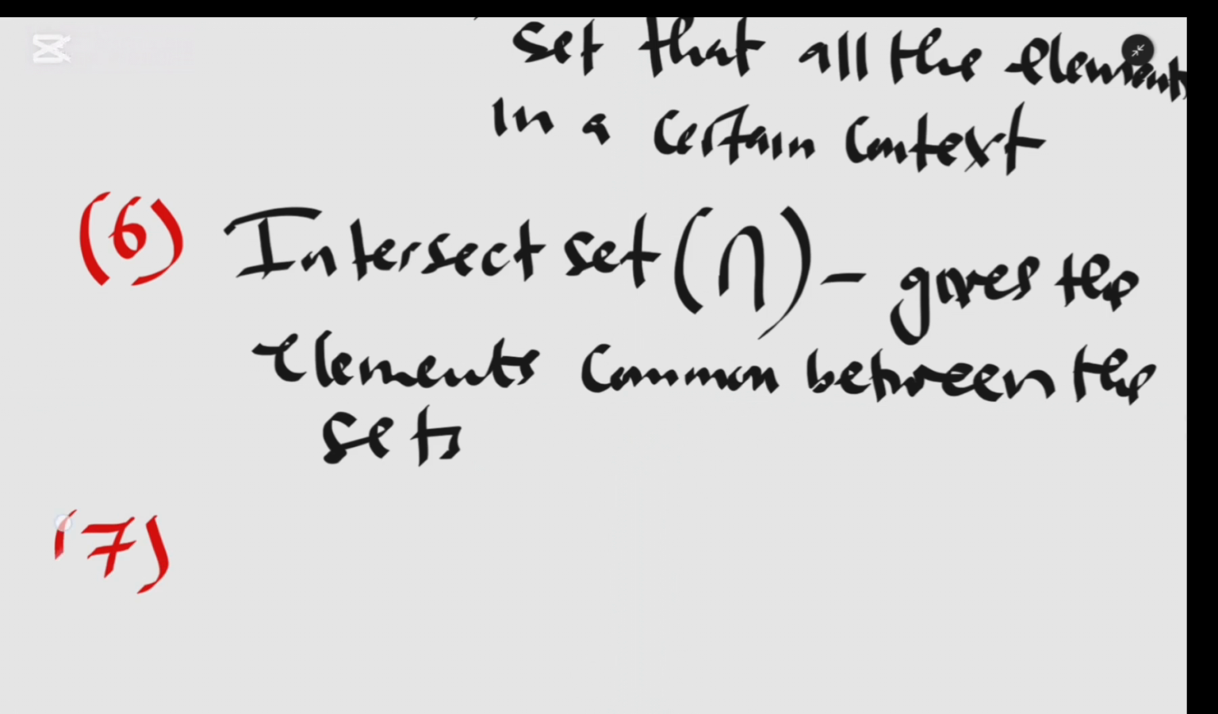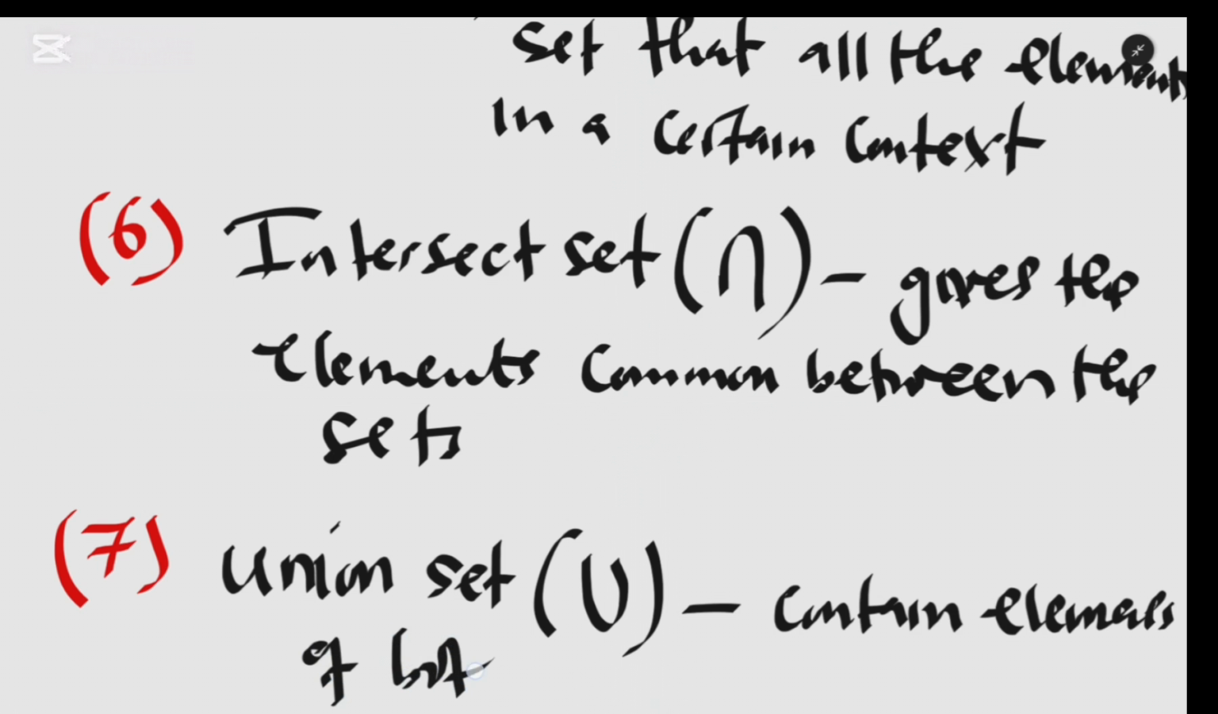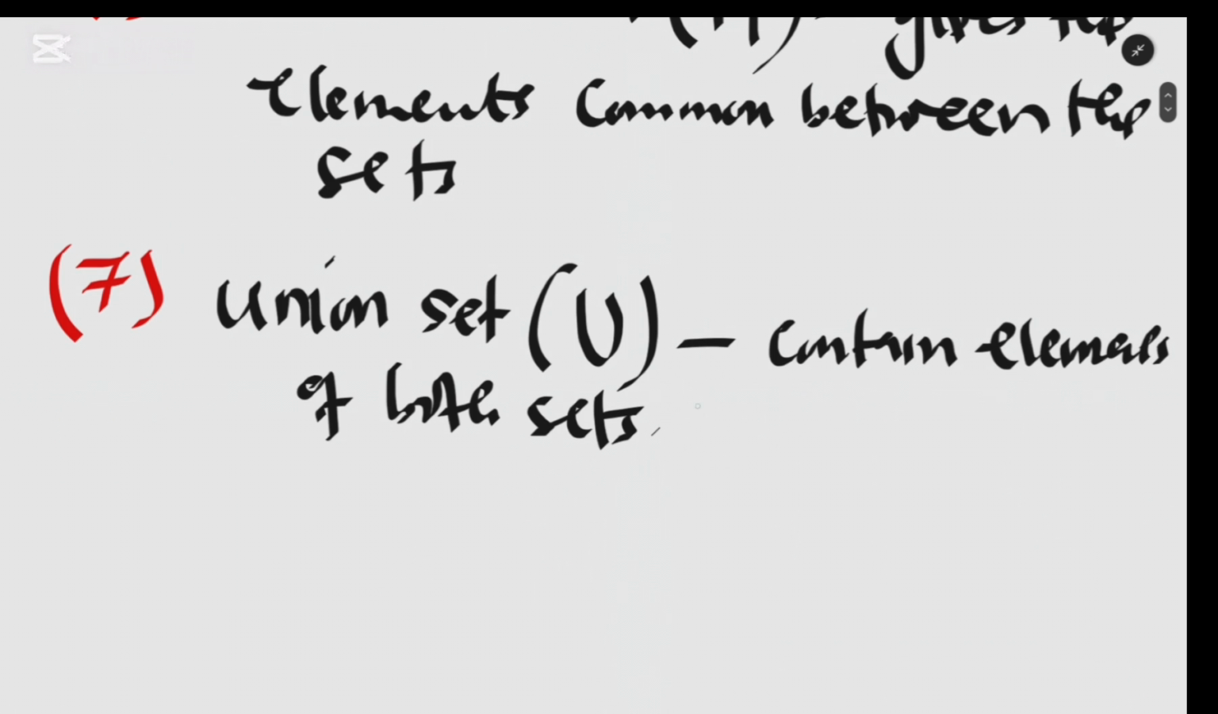Then we can look at the number 7, which is the union set. As you know, union is to join. So the union set contains all elements of both sets. That is what we call union. It contains elements of both sets, or joined sets. So if you have 2 sets and they ask you for the union, you just join them. And we are going to see how that works.